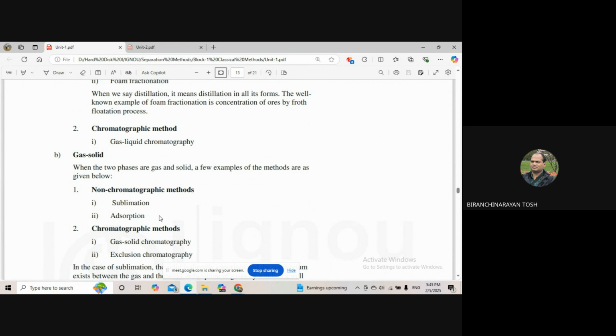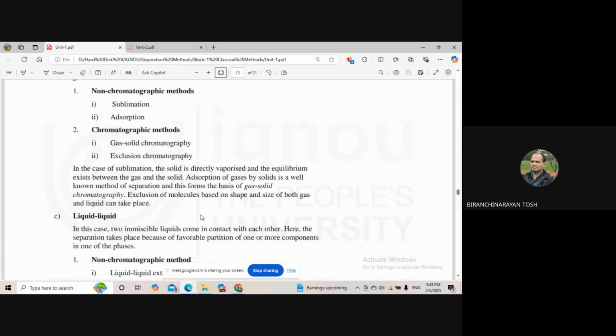Adsorption means one gaseous adsorbent may be adsorbed on the solid absorbing medium. So it is a gas-solid equilibrium, and sublimation you know. In the chromatography method, we have gas-solid chromatography and exclusion chromatography, or size exclusion chromatography. In case of sublimation, the solid is directly vaporized and the equilibrium exists between the gas and the solid. Adsorption of gases by solids is a well-known method for separation, and is the basis of gas-solid chromatography.